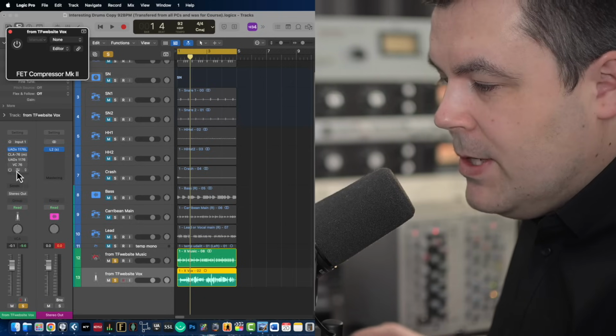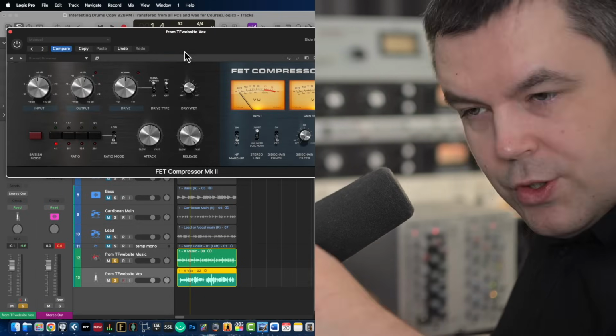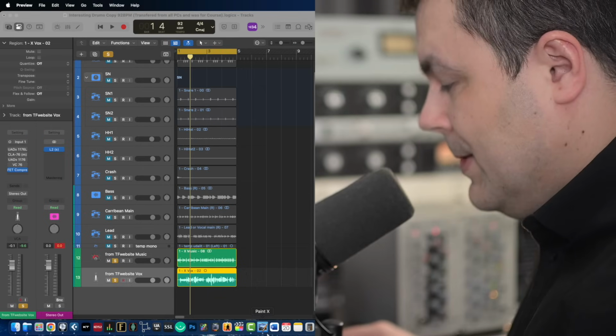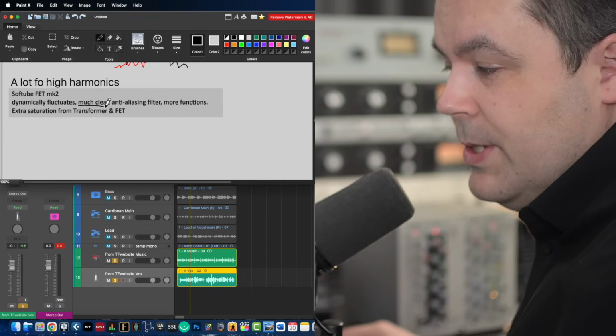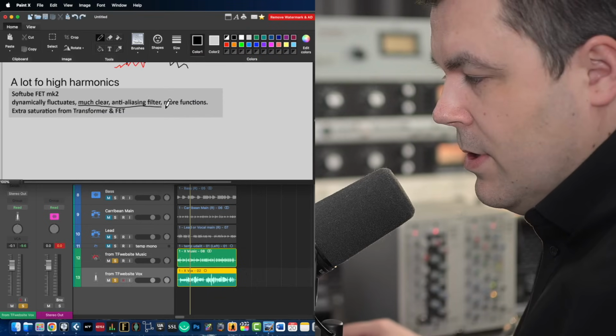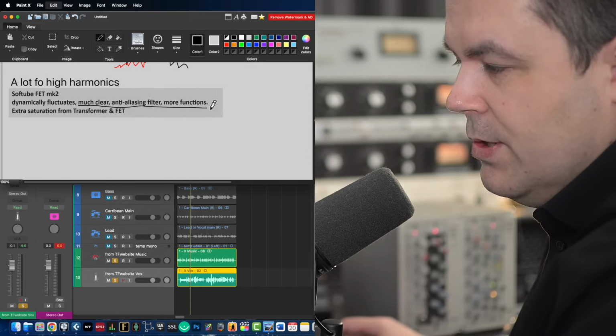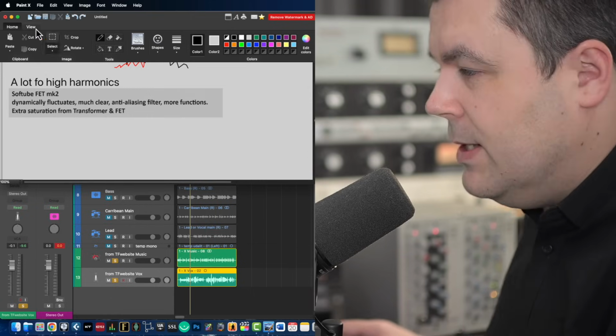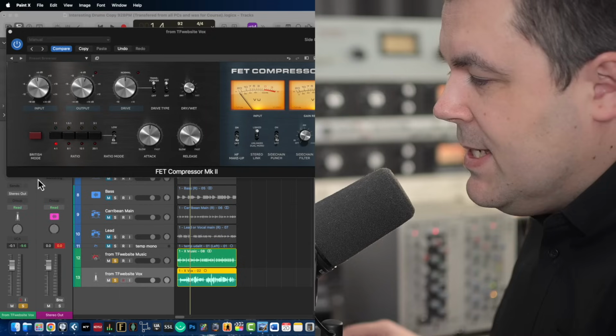And this FET compressor is so capricious, so fluctuating. From the other side, tone-wise, this compressor is much clearer than its predecessor. It has an anti-aliasing filter. It has more functions. You can definitely play with coloration. You can apply some sidechain right now.